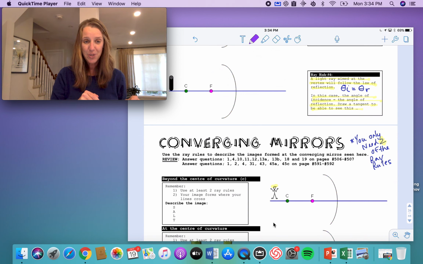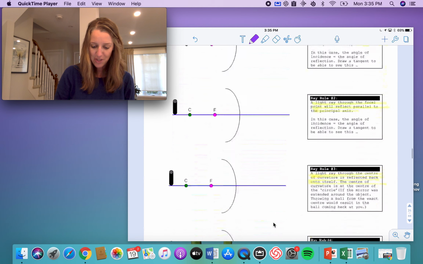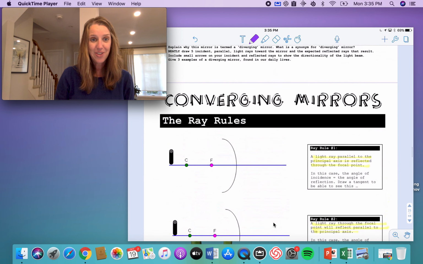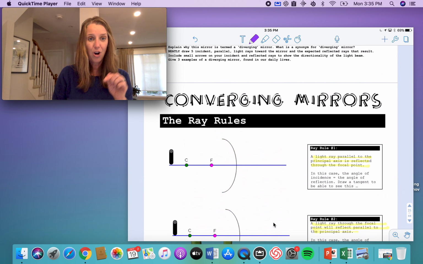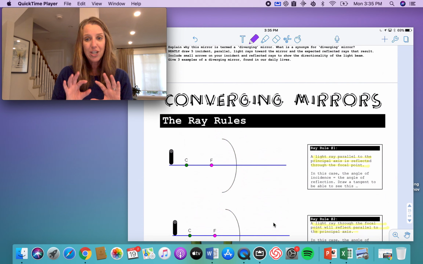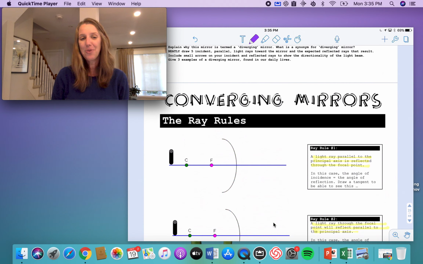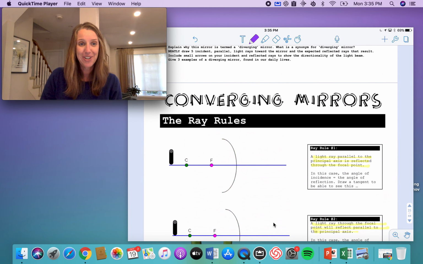Okay, so what are we doing? We're finding and describing the image using a converging mirror first, and then we're going to do the rules for diverging mirrors. Okay, follow along. Make sure you write down these rules on a separate sheet of paper or on the note if you've got the note. You're going to use your ruler every single time and your sharp pencil, and you want to be very exact. You want to use those things, the rules you learn about in physics. These are the rules. We're starting them now in grade 10.